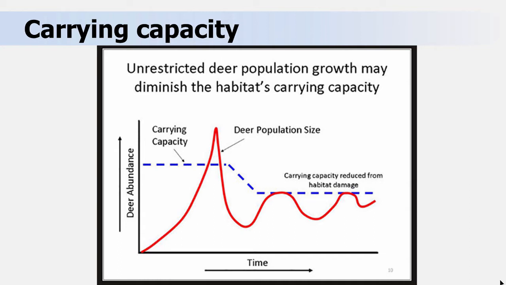Another term that is related to population size is carrying capacity. This refers to the maximum number of animals an area can sustain over a long period of time. In habitats where the abundance of a species is close to carrying capacity, numbers will fluctuate up and down with births and deaths, but will remain close to carrying capacity.